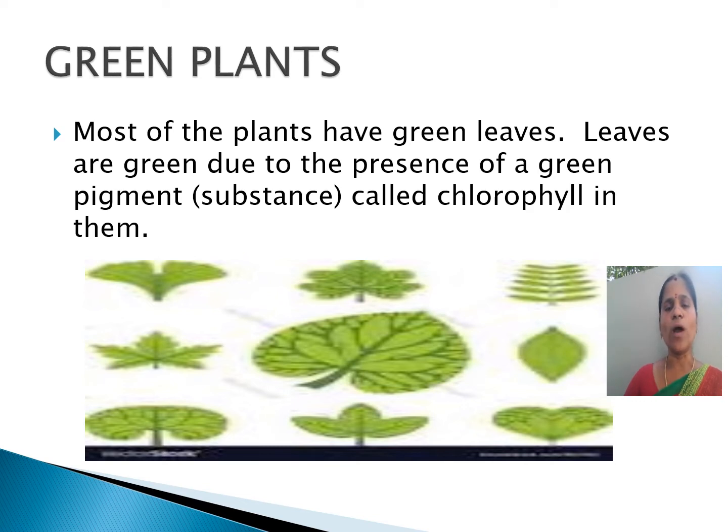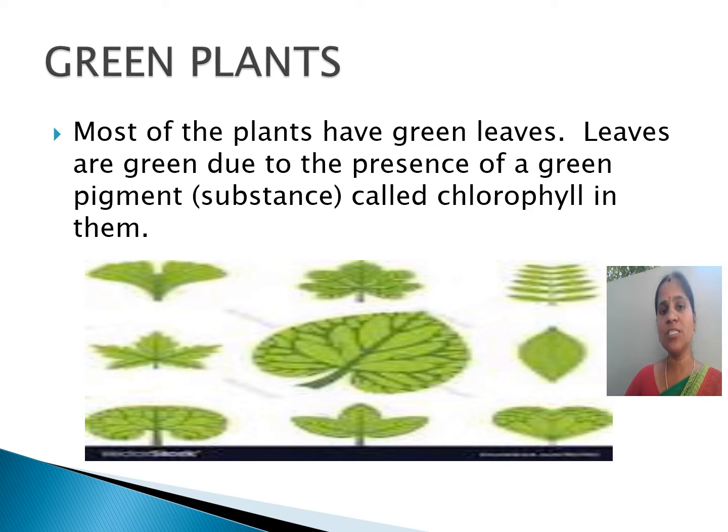Why are the leaves green in color? Because of the presence of chlorophyll. Most of the plants have green leaves. The leaves are green due to the presence of a green pigment called chlorophyll.